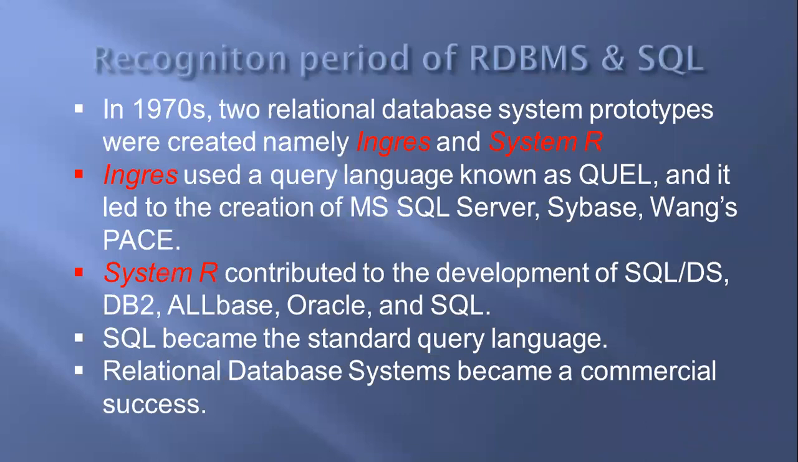In the 1970s, two relational database system prototypes were created, namely Ingres and System R. Ingres used a query language known as QUEL, and it led to the creation of MS SQL Server, Sybase, and others. System R, on the other hand, contributed to the development of SQL/DS, DB2, Allbase, and Oracle, which is very famous. SQL is structured query language. SQL became the standard query language. The relational database systems became a commercial success.